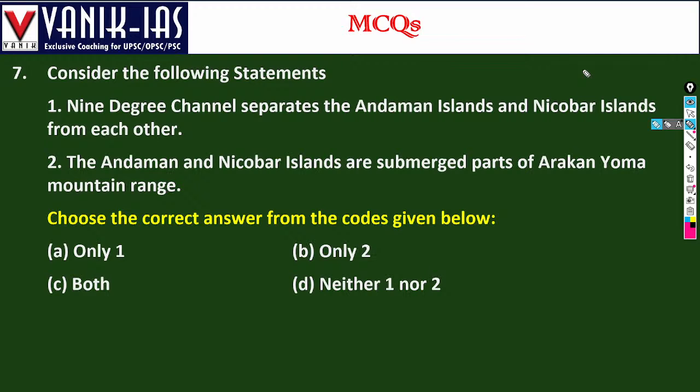Consider the following statements. A 9-degree channel separates the Andaman Islands and Nicobar Islands from each other. The Andaman and Nicobar Islands are submerged parts of the Arakan Yoma mountain ridge. Right?